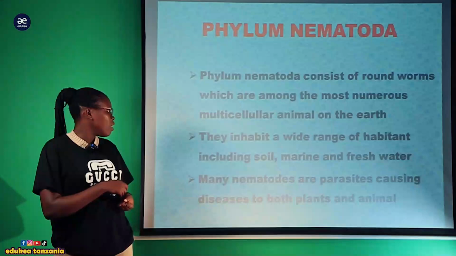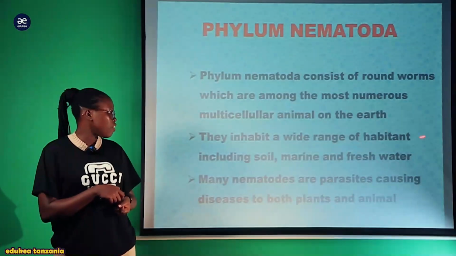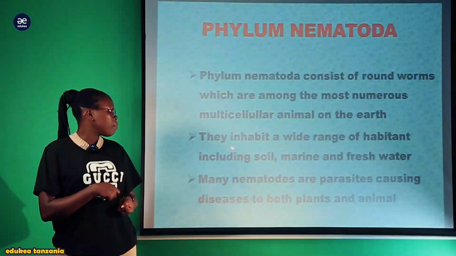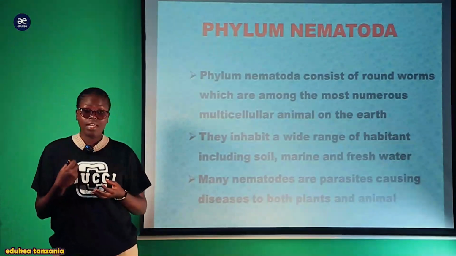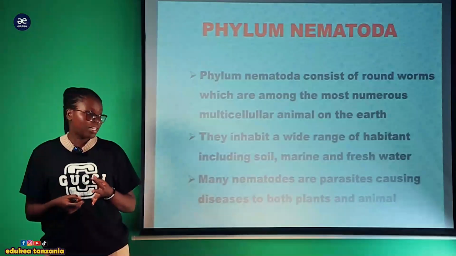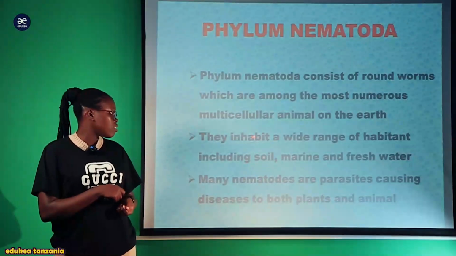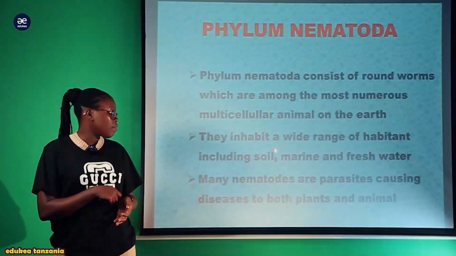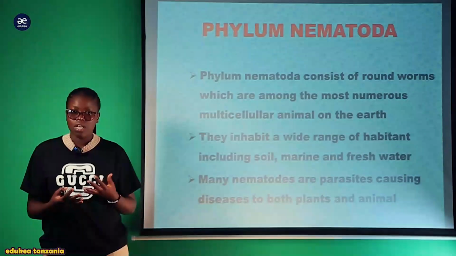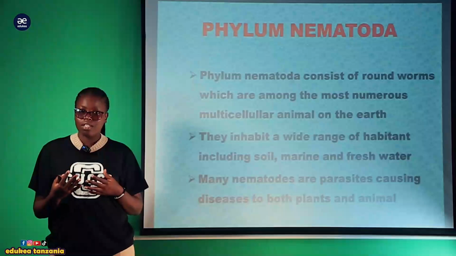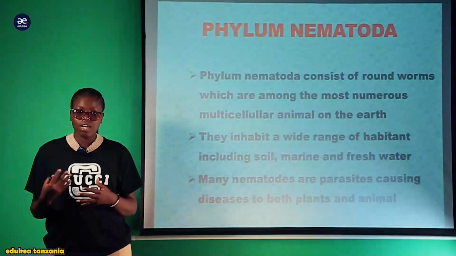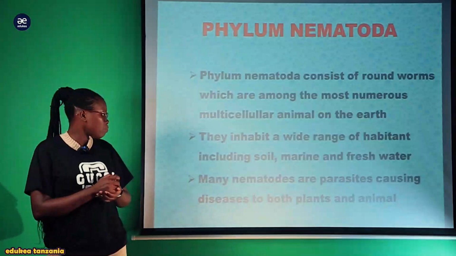They inhabit a wide range of habitats, including soil, marine, and freshwater. Members of this phylum tend to be found in different habitats. For example, they are found in the soil and in the marine environment. So they occupy both terrestrial and aquatic environments, in the soil, in marine water, and in freshwater.